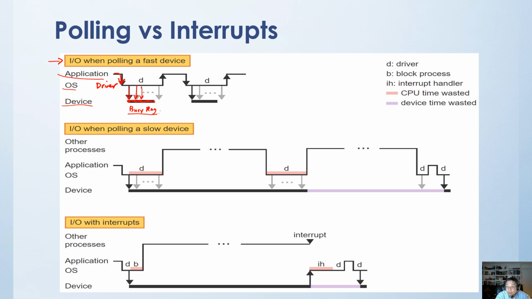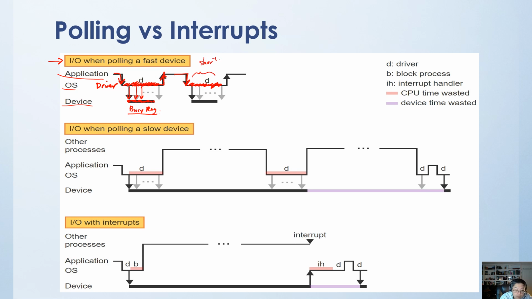And then when the device is no longer busy, the driver returns control to the user application, which can start the next IO operation. Now, during this time, the CPU is busy just working on this polling. It's just repeatedly checking the busy register. So this CPU time is wasted. Since the device is so fast, this period of time is supposed to be very short.